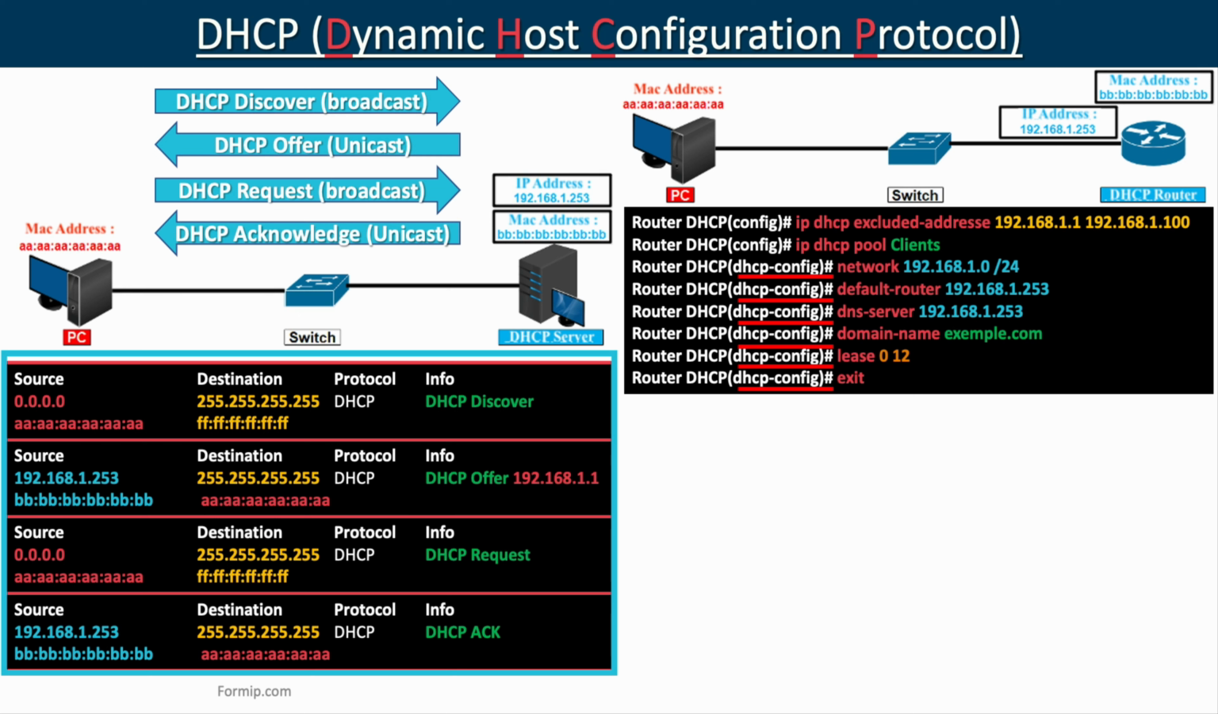The default-router command is used to specify the default gateway for PCs. Here, it will simply be our router. DNS-server is to specify the address of the DNS server, domain-name for the domain name of the DHCP server, and the lease command specifies the lease period of the address. 0 12 means 0 days and 12 hours. Ending with an exit allows you to return to global configuration mode. It does not validate commands. The configuration is systematically validated with each command entered.